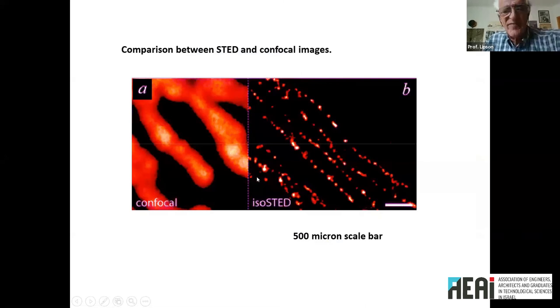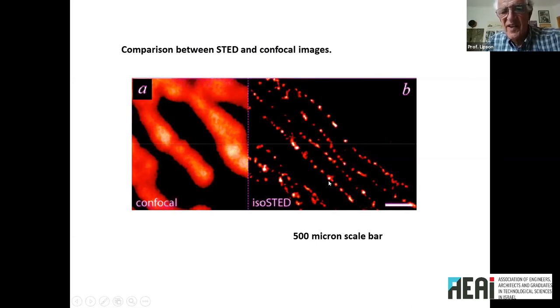This is your confocal picture. This is the STED system. And you can see that it's picking up the various points at which the molecules, the fluorescent molecules, have attached themselves to this structure. And each one of them is resolved much better than, and this is a 500 micron scale bar.